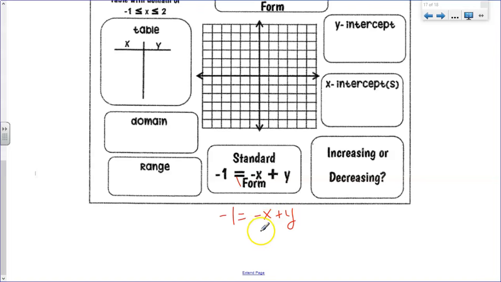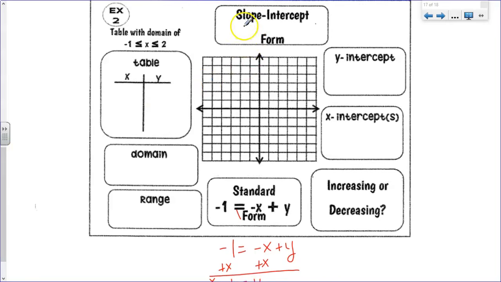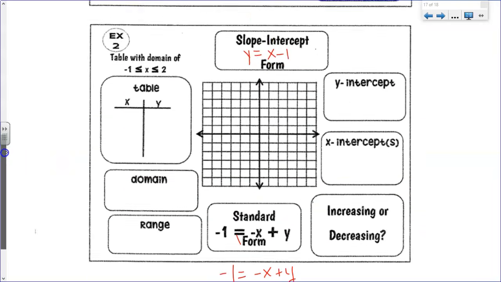So we're going to get y by itself. We're going to add x to both sides. And we get x plus 1 minus 1, x minus 1 equals y. So we can go up here and write that in our slope-intercept form: y equals x minus 1. Double check down there. Good to go.